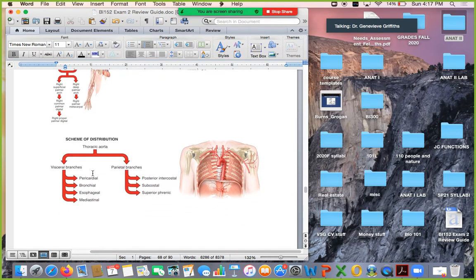Okay, as we are going through the thoracic aorta, we have visceral branches and parietal branches. Basically, are they facing forward or are they facing backwards, right? The visceral branches include the pericardial, the bronchial, esophageal, and the mediastinal. The parietal branches include the intercostal, the subcostal, and the phrenic. So these are going to be doing the rib cage and the diaphragm.